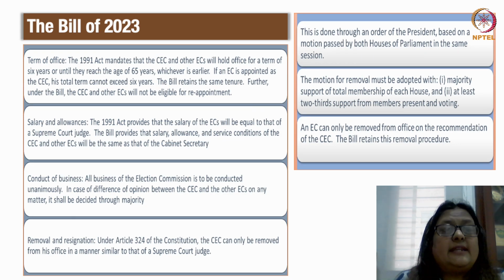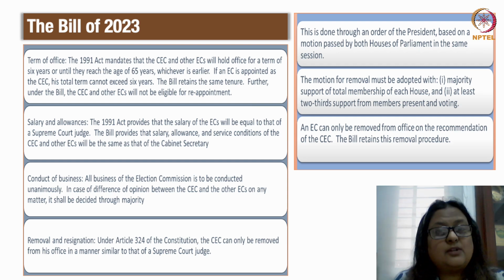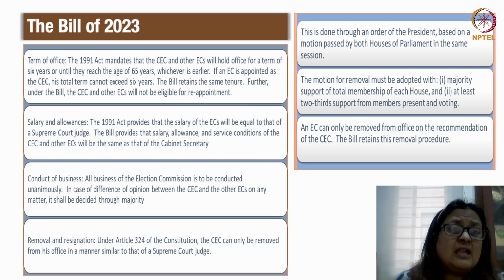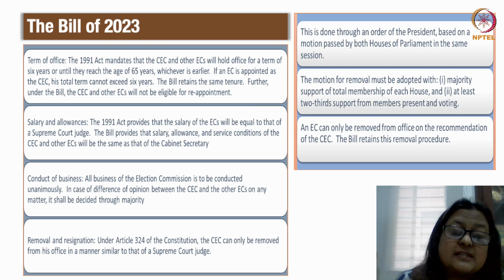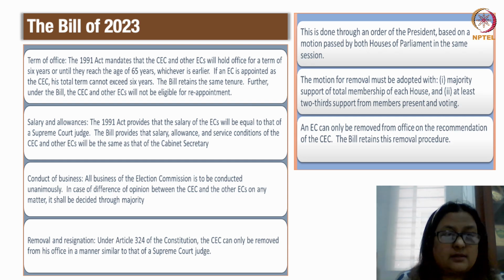Now, under the 1991 Act, the terms of office mandate that the CEC and the ECs will hold office for a term of 6 years or until the age of 65 years. So, this is retained in the bill of 2023. It says the tenure of the office is 6 years or until they reach the age of 65 years. The bill retains the same tenure. Now, further, the bill states that the CEC or the other election commissioners shall not be eligible for reappointment. It is a one-term office.